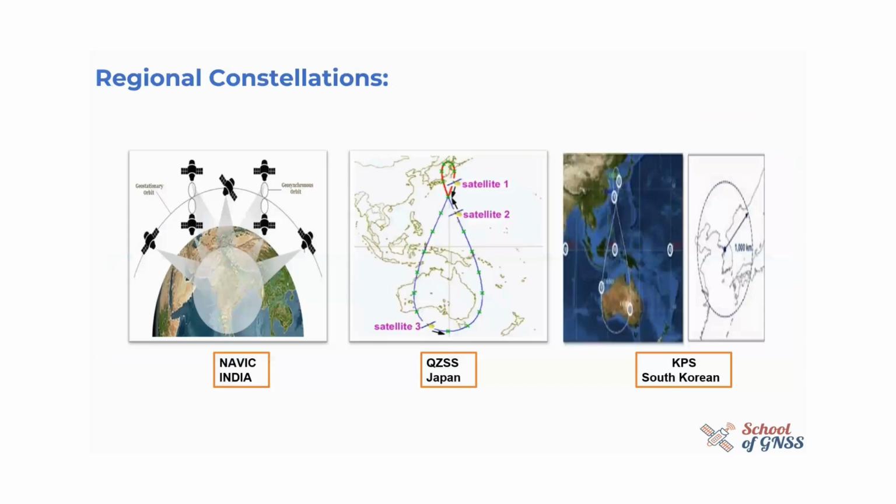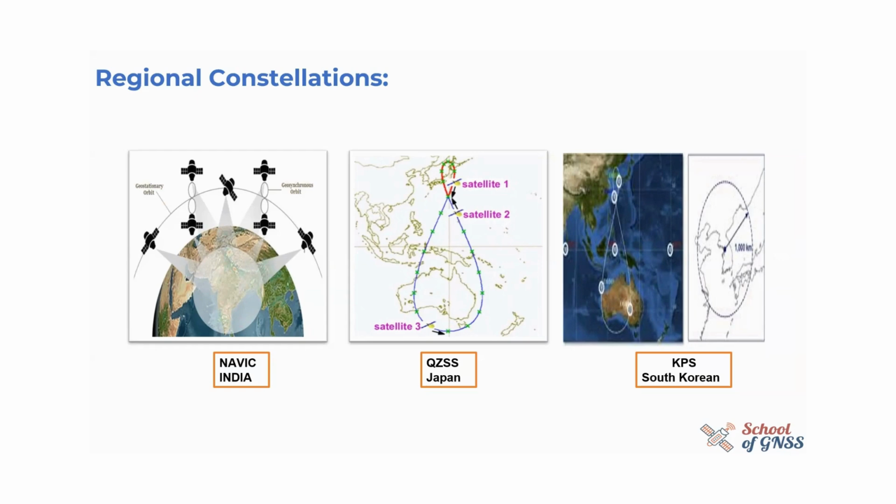Now let's talk a little bit about the regional constellations. Regional constellations are those which cover only a particular area of the Earth. Number one is from India, which is NAVIC. It only covers India. These satellites are designed in such a way that they cover or target only India and maybe the surroundings of the Indian region.